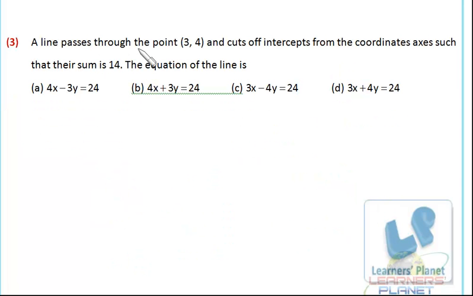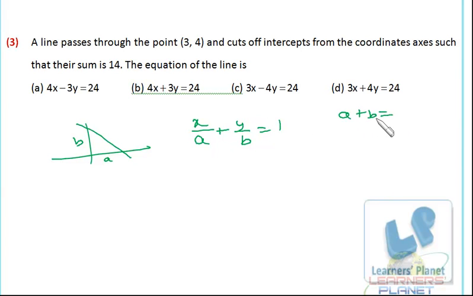Now a line passes through the point 3, 4 and cuts off intercepts from the coordinate axes such that their sum is 14, find the equation of the line. Okay, once again a similar thing. This is A, this is B. So the equation of the line is x by A plus y by B is equal to 1, right? And apart from that, the sum of the intercepts is 14. Now this line is passing through the point 3, 4. So 3 by A plus 4 by B is equal to 1.